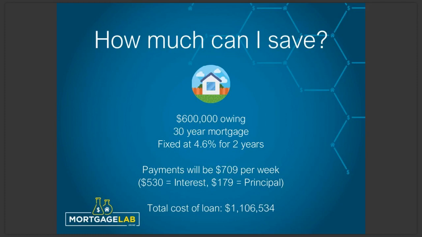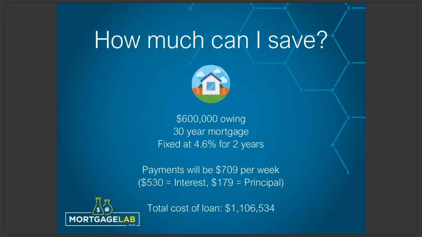Over 30 years, the total cost of that loan will be $1,106,534. Now, I just want to pause for a second here. I hear a lot that if you pay more regularly, in other words, weekly rather than fortnightly rather than monthly, you save more on interest. So this is based on a theory that you are paying down the principal faster when you pay it weekly than if you waited until the end of the month. It's true to a certain extent, but it's so minuscule over 30 years that it just doesn't seem worth bothering with, in my opinion.